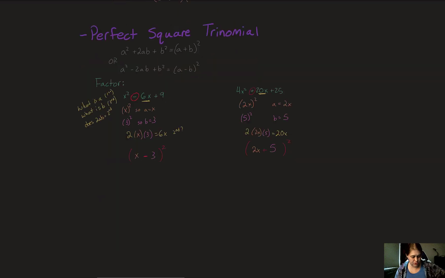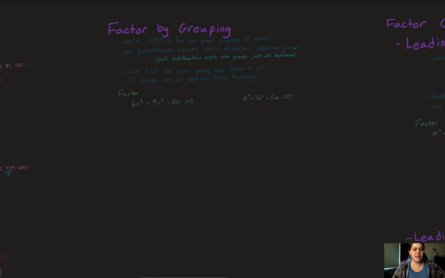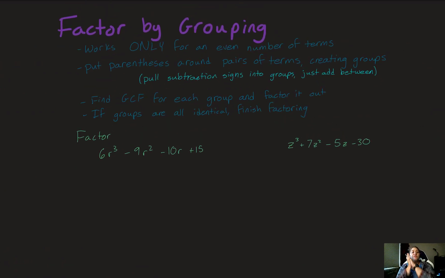Just going to check, make sure there isn't another one. Yes, okay, good. Did all the patterns. All right, next up we have factor by grouping. Okay, so factor by grouping only works if you have an even number of terms. If you have 3 terms, no dice.